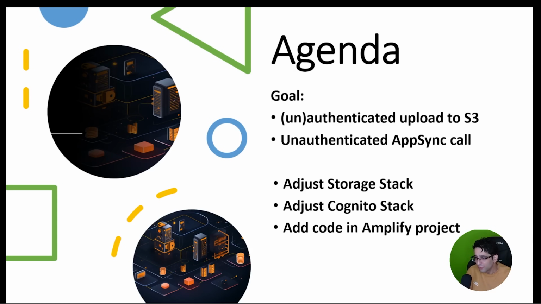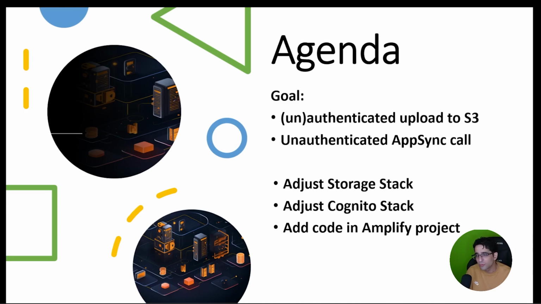So the goal of this video will be to reach two goals. First, we will want to upload images to S3 for both authenticated and unauthenticated users. The authenticated users will be the authenticated users from the Cognito pool that we created in some episodes back. And the unauthenticated user will be the IAM role that we grant for guest users.